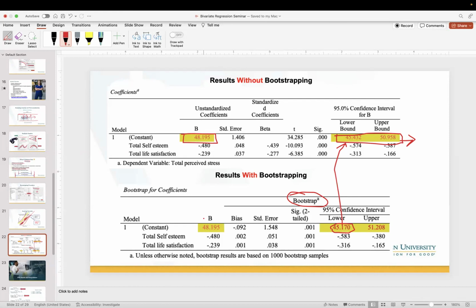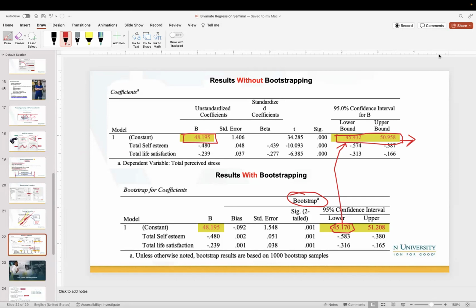Are we good so far? Yes. I have a question that I put in the chat. Why did you choose the 1,000 samples? It defaults to that, good question. It defaults to that, but it doesn't matter.